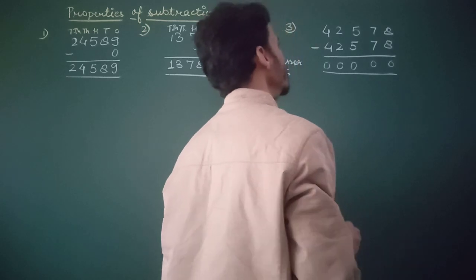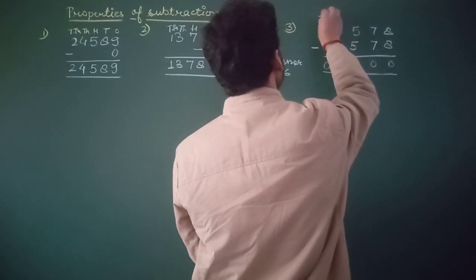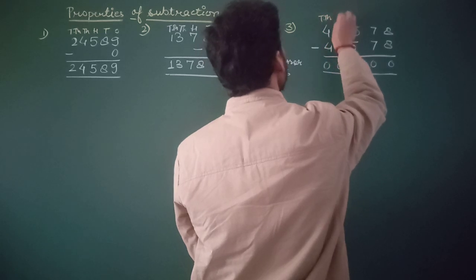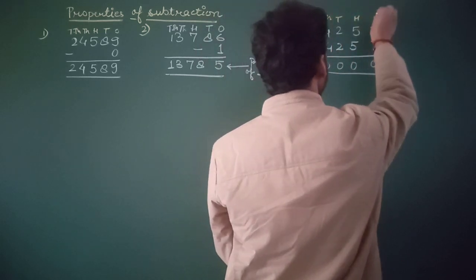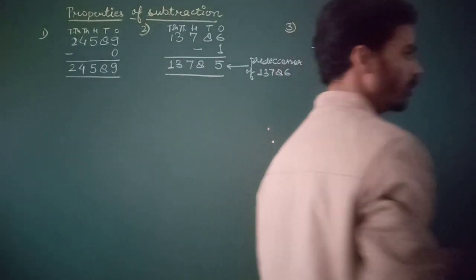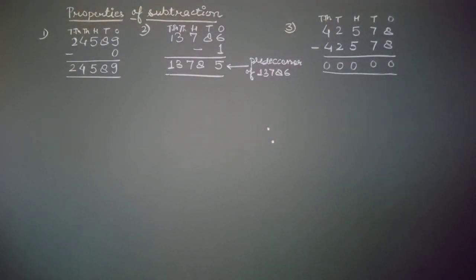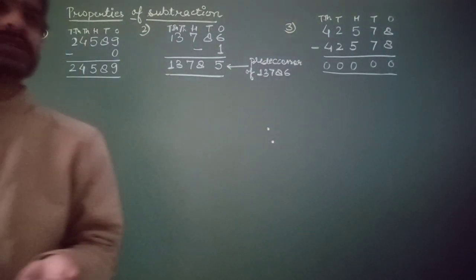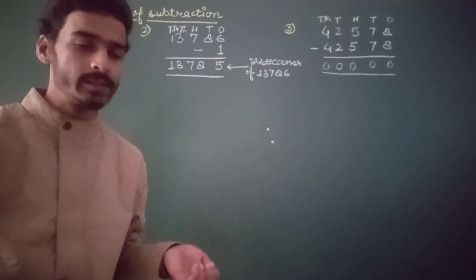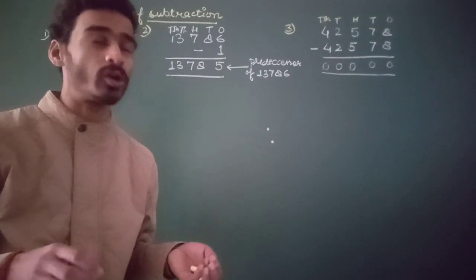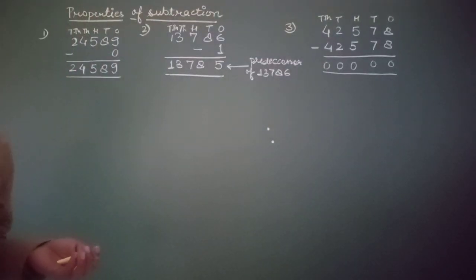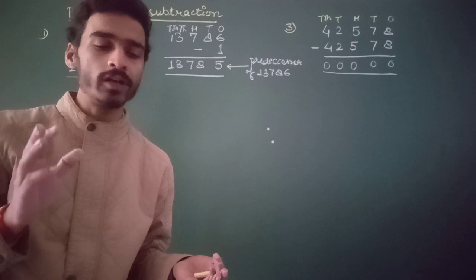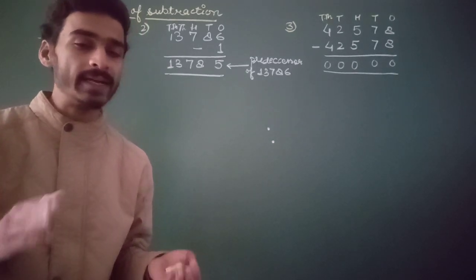So when a number is subtracted from itself, that is ten-thousands, thousands, hundreds, tens and ones, you know that the difference is 0. Okay, and let's take another easy example. 9 minus 9 is 0. 10 minus 10 is 0, 100 minus 100 is 0. Why? Because when a number is subtracted from itself, the difference is 0.